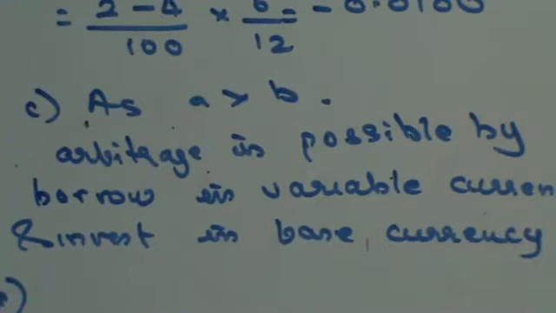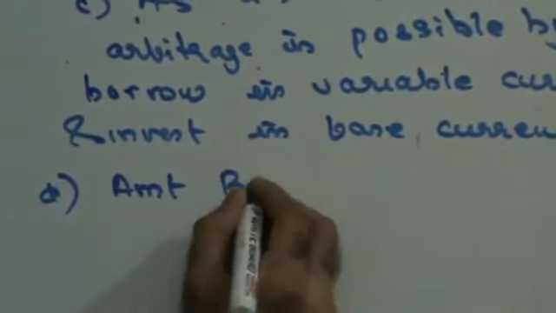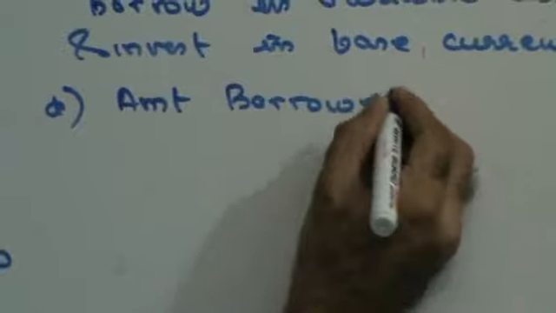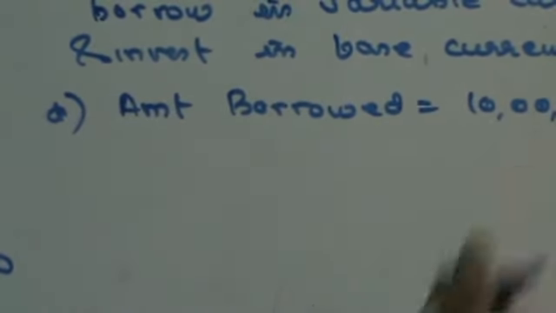Let's assume the amount borrowed will be 1 million of variable currency. Now my variable currency is CHF. Is it 1 million or is it given? If it is not given, you always do all your calculations on 1 million.